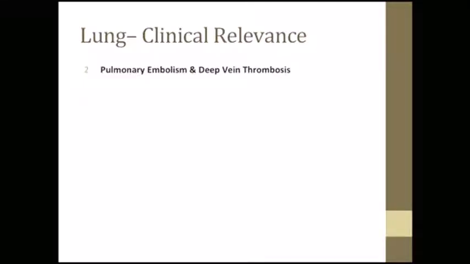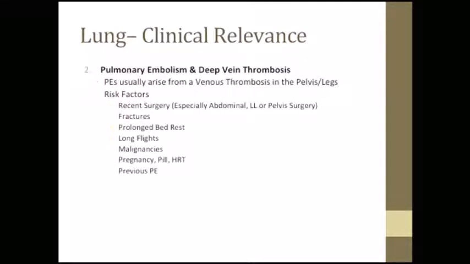So we move on to pulmonary embolism and deep vein thrombosis. So PEs, or pulmonary embolisms, usually arise from a DVT in the pelvis or the legs. And these are the risk factors. So surgery, recent fracture, prolonged bed rest is an important one that they like to test. Long flights is another important one. And in year three, maybe you want to know about malignancies, pregnancies, and previous PEs. Pregnancy, you might want to note for reproductive system when you learn it in Sem 2. But I'll just put it there for now.